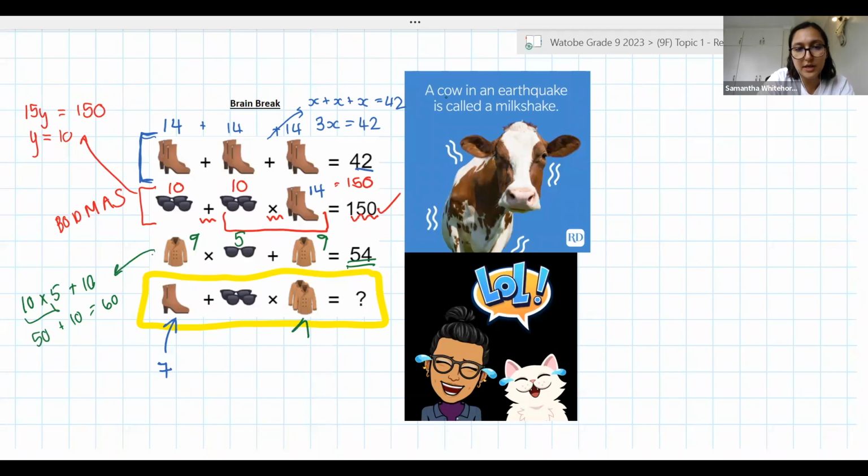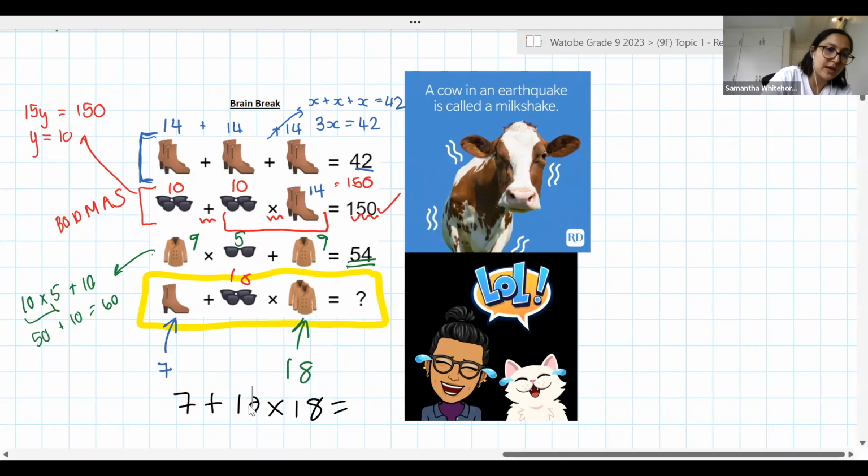But be careful, in the last one, we've got 2 coats. So this is 18. We know that the sunglasses, we've just worked it out, is 10. And so now we need to perform this operation. Now, again, remember it's plus and then a times. So the times has to happen first. So I'll give you guys a second to try and work that out for me. What is the value of this last expression?